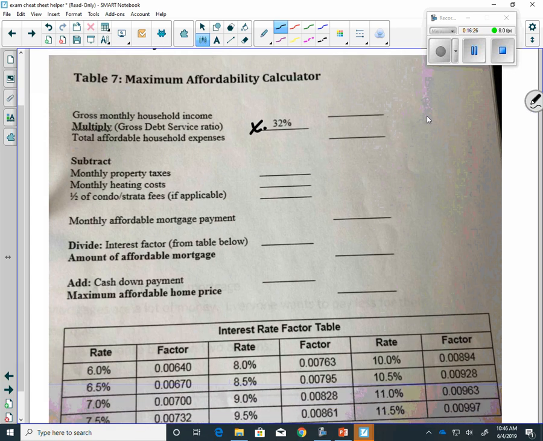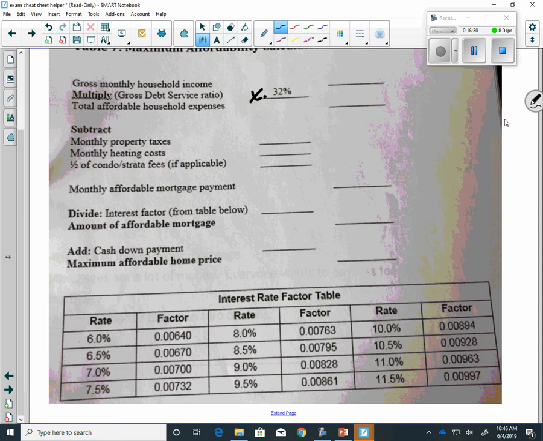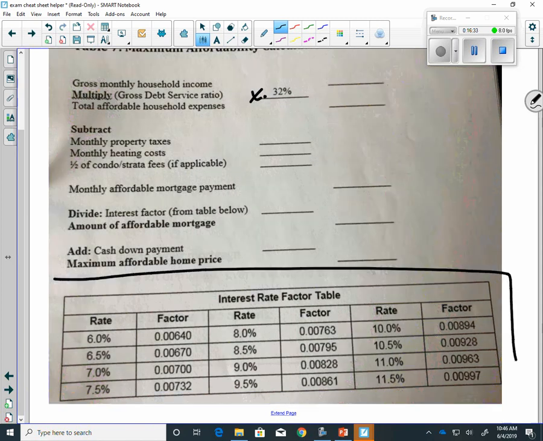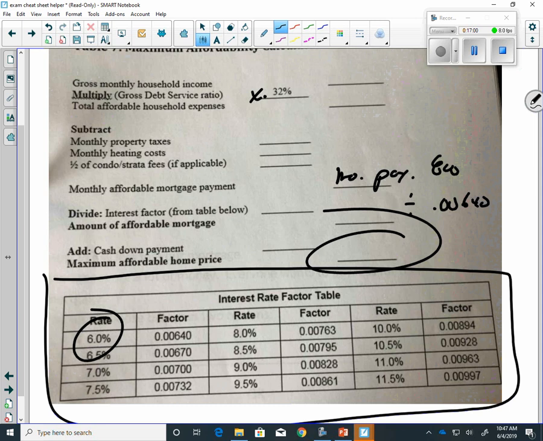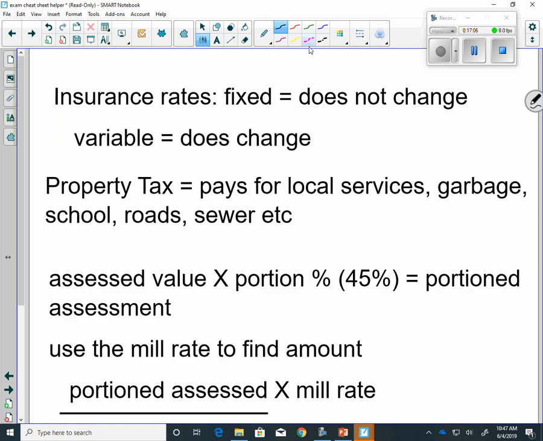Obviously you're not going to copy that whole chart down. You might remember doing this. I think we did some of this, didn't we, Mrs. Pazlowski? We did. So you might want to look at that. It helps you figure out, you're multiplying, am I right? No, you're dividing, sorry. You're taking the monthly payment, like if your monthly payment is, say, 800, and the rate is 6%, you take that 800 and divide by 0.00640, and it gives you how much of a mortgage you can afford. I'm not going to spend a lot of time on that because I'm going to take my chances.